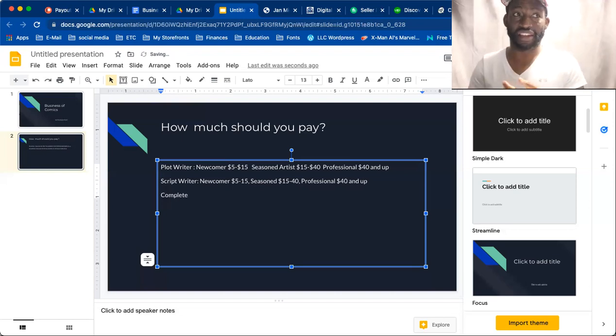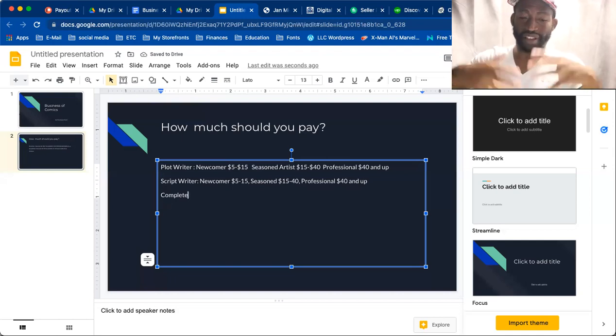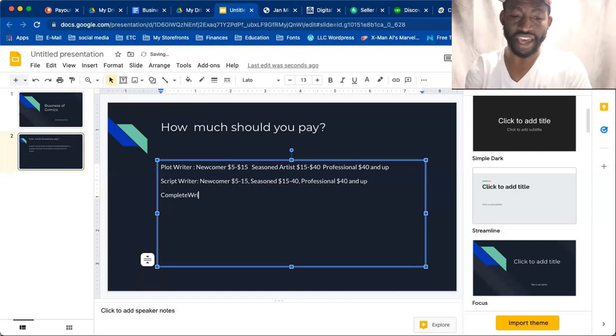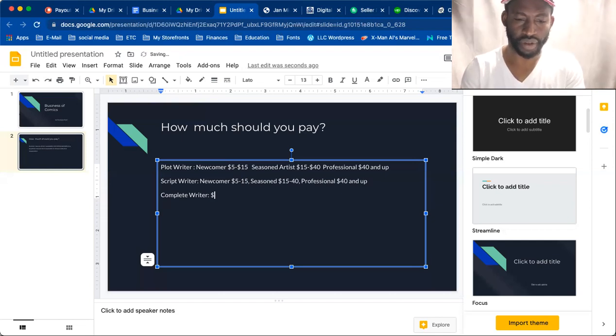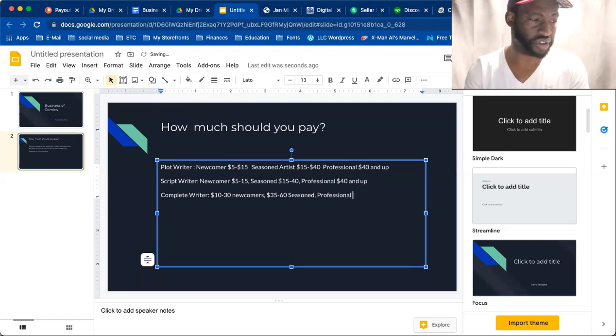Now you're looking for somebody who's going to do both. Somebody who's going to give you maybe the plot version, but they also write the script. That's a complete writer. And that is me, everybody, because I do both. I prefer full scripts. And so for full scripts, we're talking $10 to $30 for newcomers. We're talking anywhere between $35 and $60 for seasoned. And for professionals, you're probably looking at $60 and up.